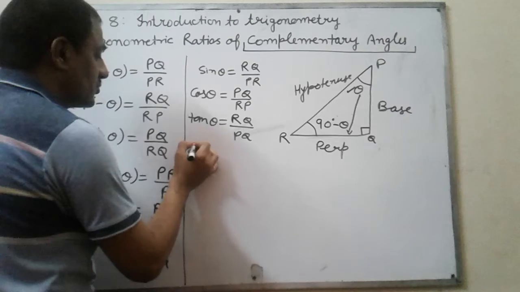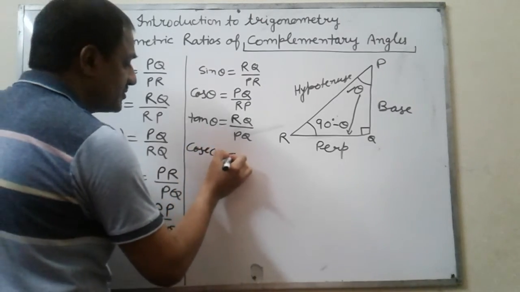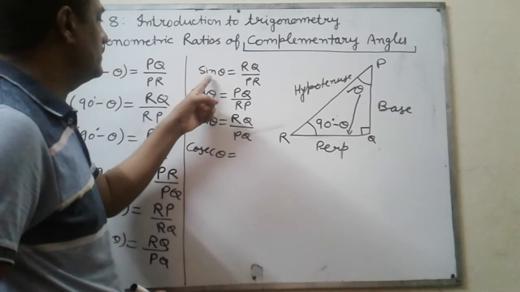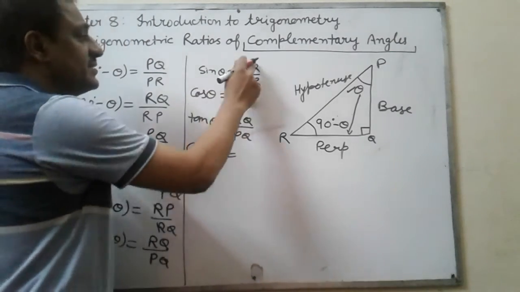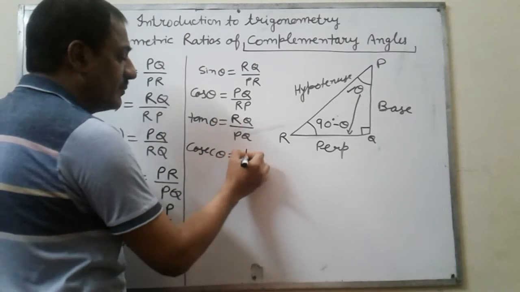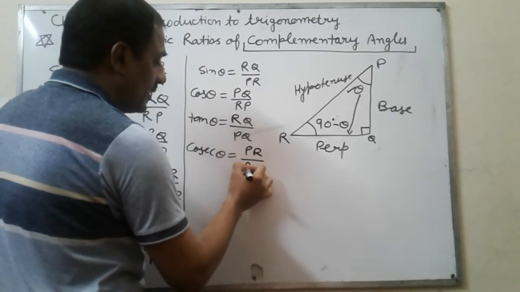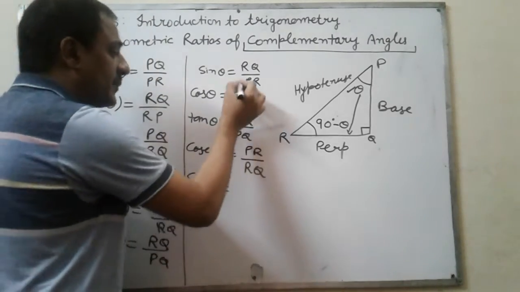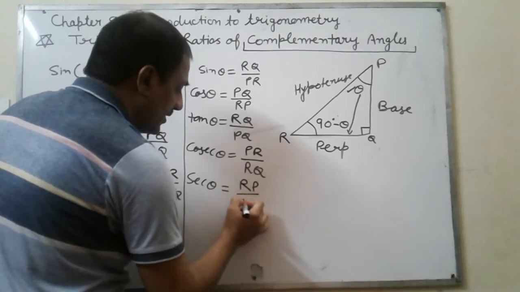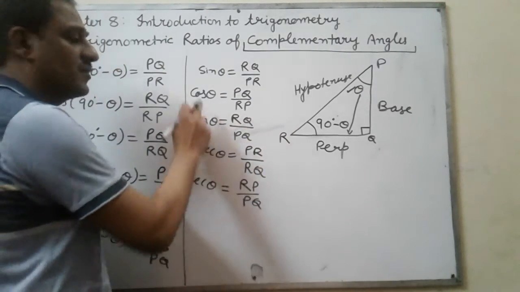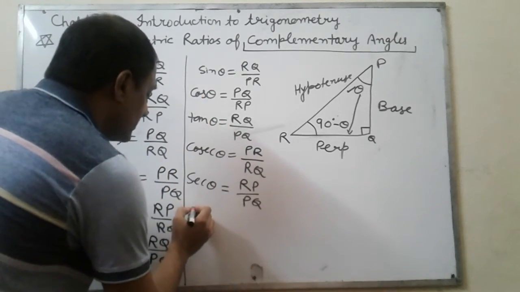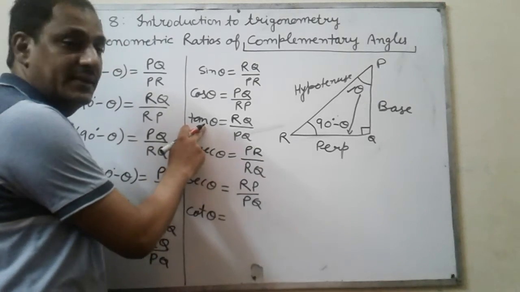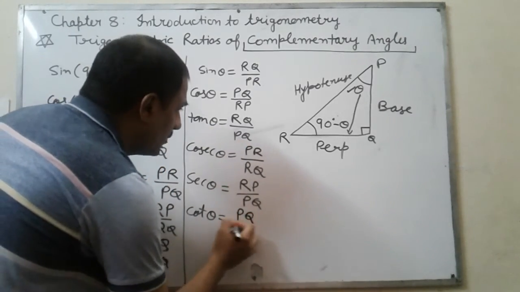And cosec theta. Cosec is the reciprocal of sine. Here sin theta is RQ upon PR, then cosec theta will be PR upon RQ. And sec theta is equal to RP upon PQ, because sec is the reciprocal of cos, and cot theta is equal to the reciprocal of tan, PQ upon RQ.